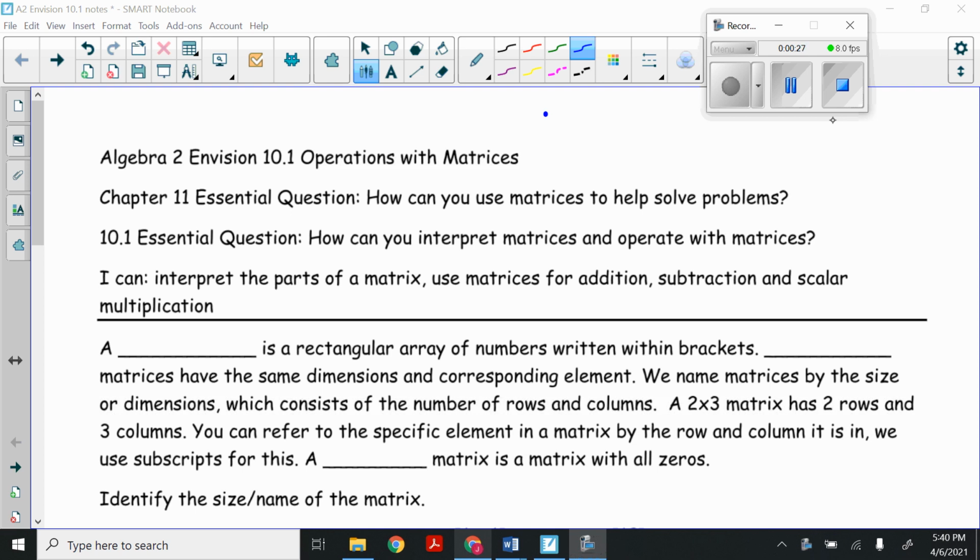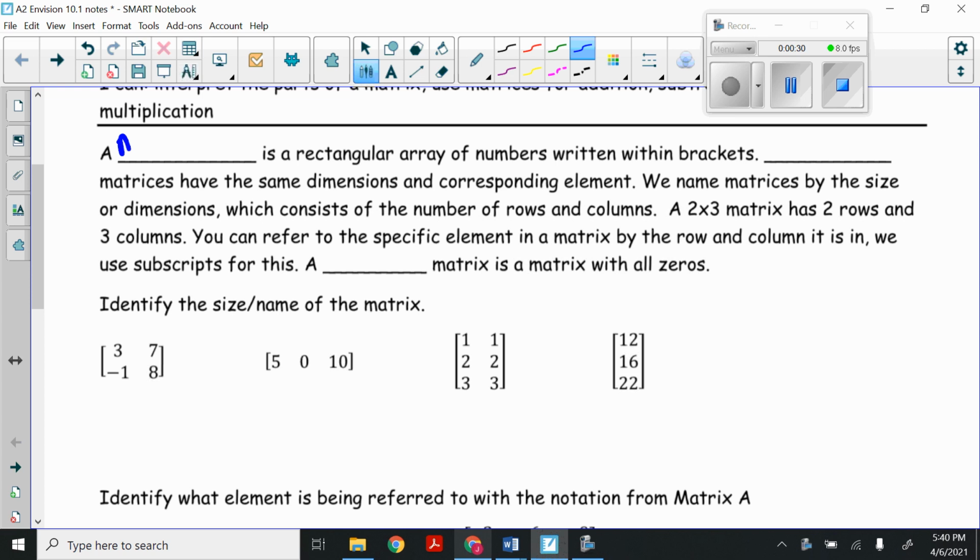So first, let's talk about what is a matrix. A matrix is a rectangular array of numbers written within brackets. Equal matrices have the same dimensions and corresponding elements. We name matrices by the size or the dimensions, which consists of the number of rows times the number of columns. A 2x3 matrix has 2 rows and 3 columns. You can refer to the specific element in a matrix by the row and the column it is in. We will use subscripts for that. A 0 matrix is a matrix with all zeros.